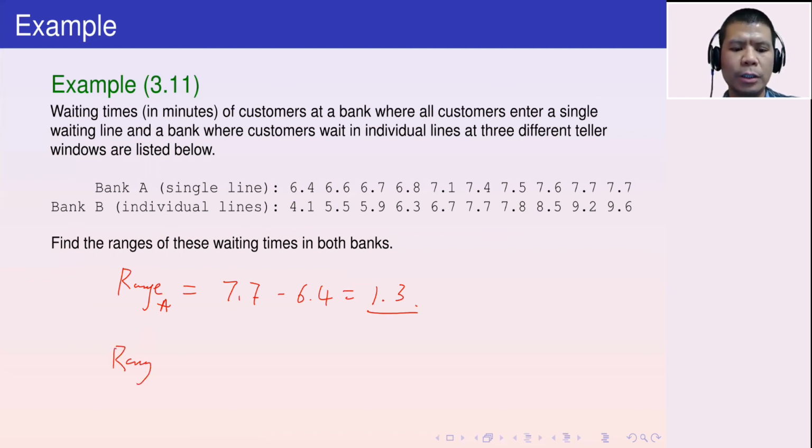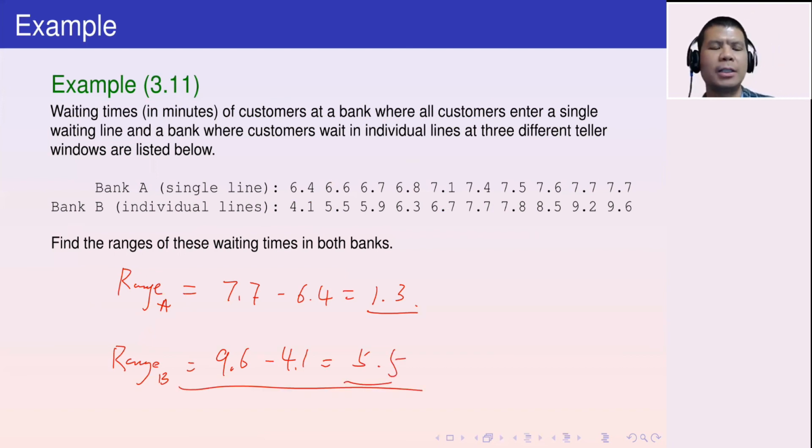So the range for B equals 9.6 minus 4.1, which equals 5.5. Okay, so we leave it as is. We do not round it. That is the range for B.